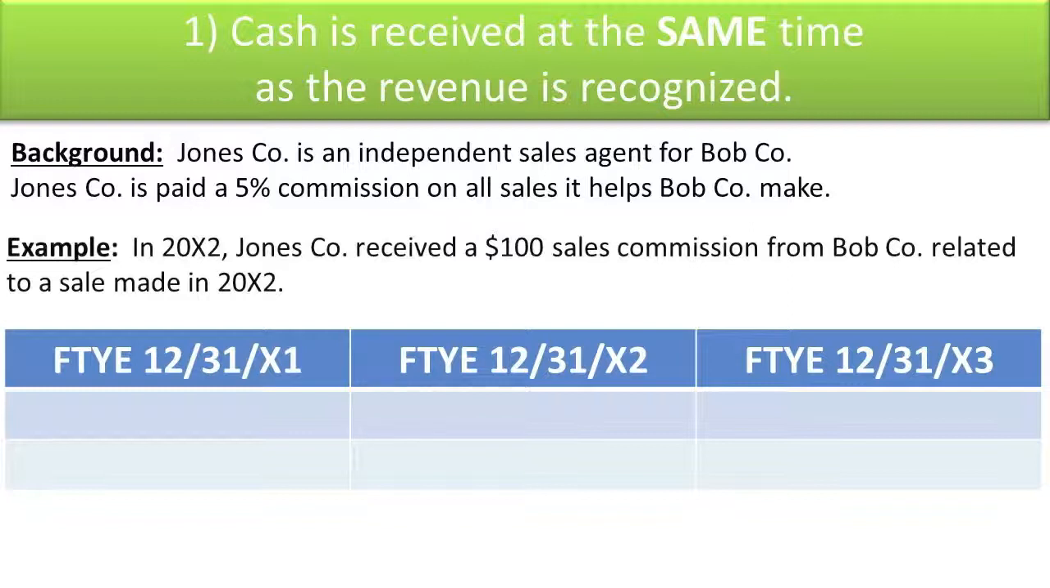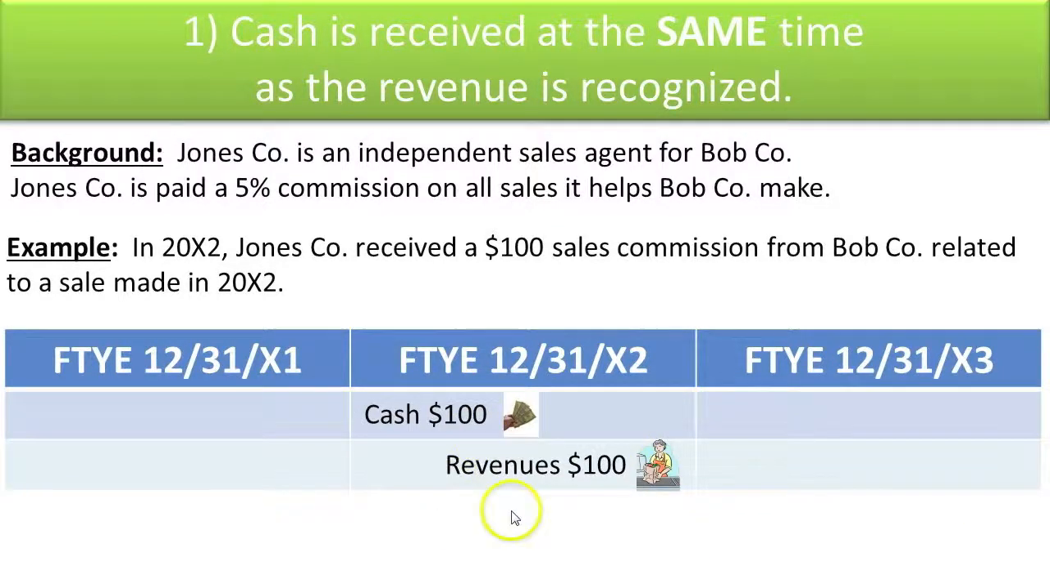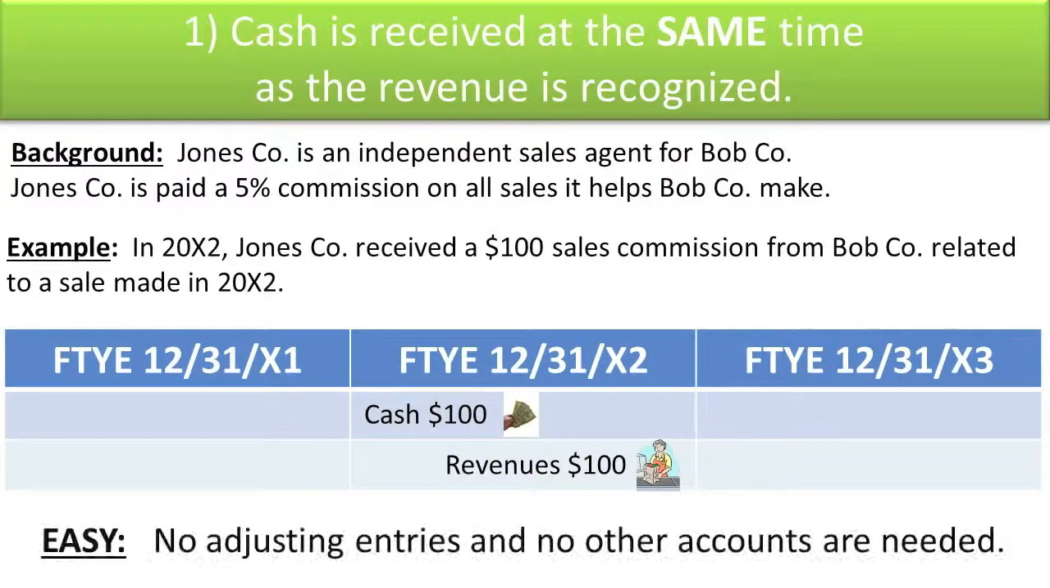Example: in 20X2, Jones Co. received a $100 sales commission from Bob Co. related to a sale made in 20X2. Since Jones Co. earned it, it recognized the revenue, and since it received the cash, it recorded the cash. Both of these happen in the same accounting period, and this is the simple situation. No adjusting entries and no other accounts are needed.